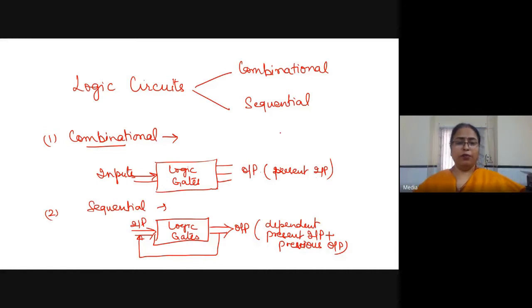Examples of combinational circuits are various code converters. Whatever input is given, the corresponding code is generated. If you are converting from one number system to another, like from decimal to binary, then whatever decimal number is given to the circuit, the corresponding binary code is generated. Adders and subtractors are also combinational circuits.